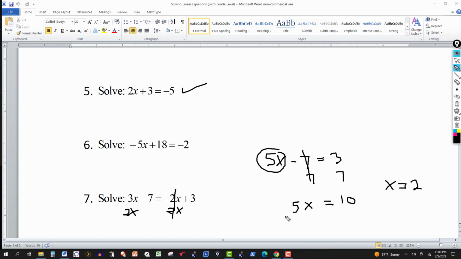But if we use the procedure, let's make this 5 a 1, so divide by 5. Whatever we do to one side, we do to the other side. Divide by 5 here. Those divide out. 10 divided by 5 is 2. This is your solution. x equal to 2. But let's check it.